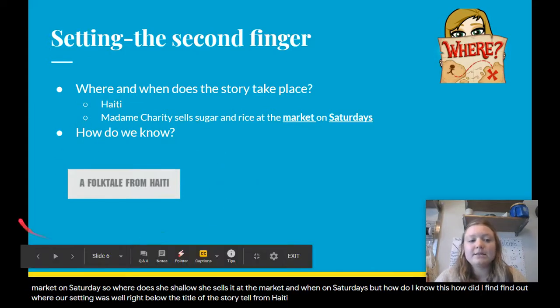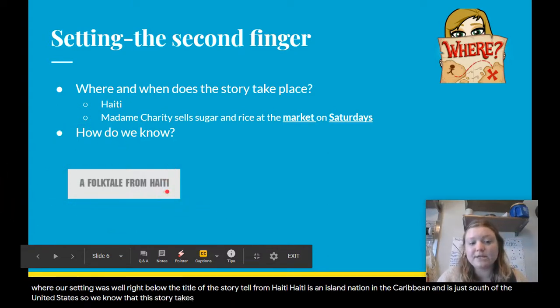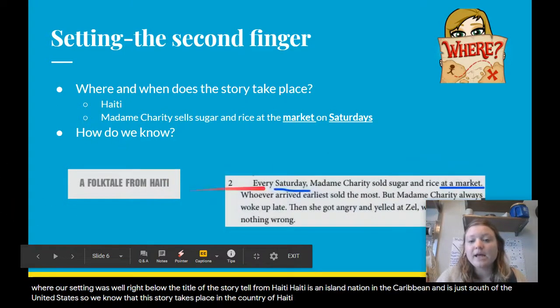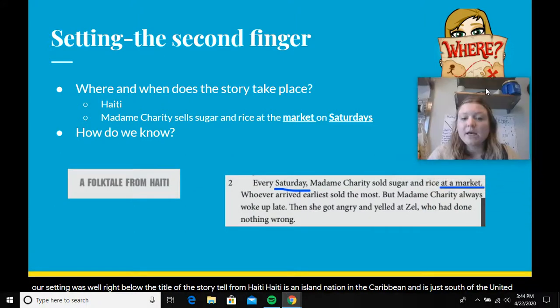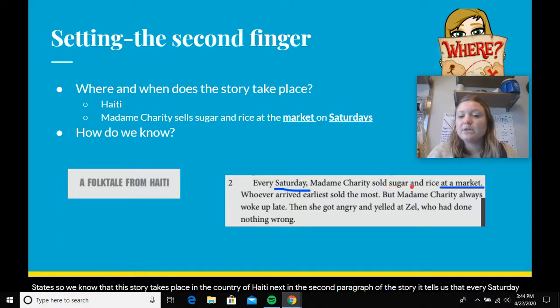Haiti. Haiti is an island nation in the Caribbean, and is just south of the United States. So we know that this story takes place in the country of Haiti. Next, in the second paragraph of the story, it tells us that every Saturday, Madame Charity sold rice, sugar, and rice at the market. So when? On Saturdays. Where? At the market. There is our setting.